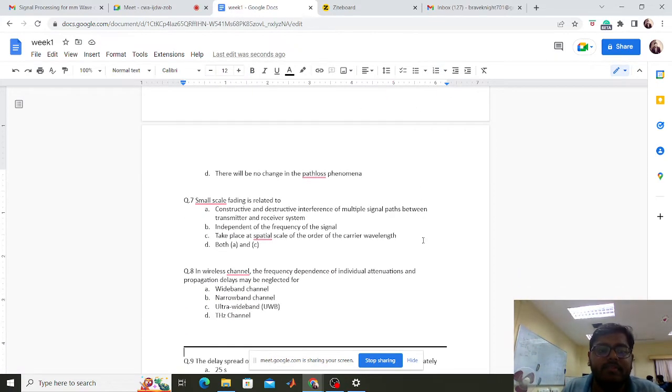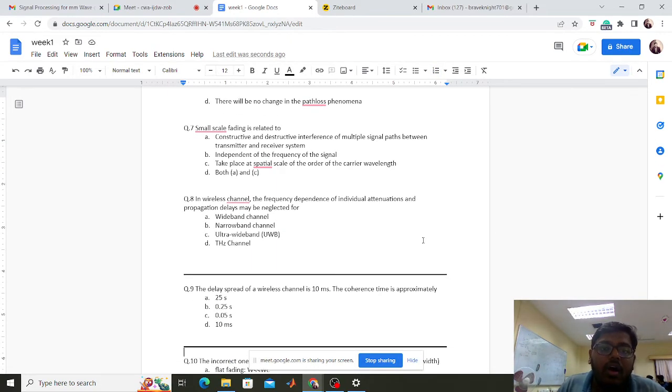So number 7, how the small scale fading is related to. The first option is constructive and destructive interference of multipath signal paths between transmitter and receiver system. The second option is that it is independent of the frequency of the signal. And the third option is that it takes place at spatial scale of the order of the carrier wavelength, and D is both A and C.